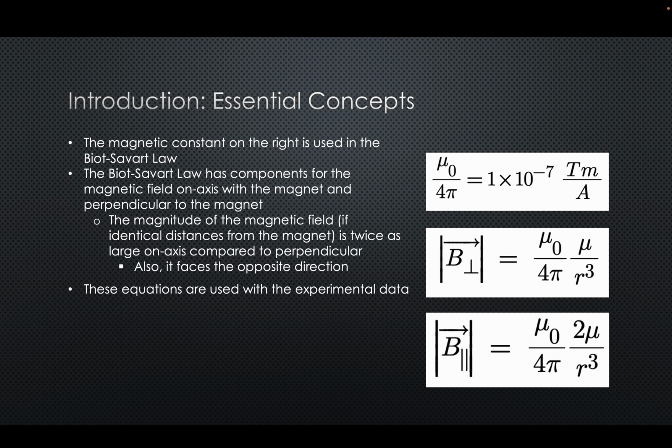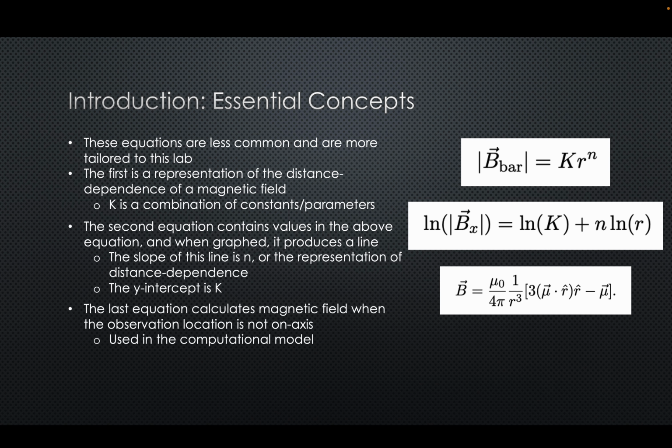So, some essential concepts. One main one is the Biot-Savart law, both perpendicular to the axis and parallel or on axis. As you can see, when perpendicular to the axis of the magnet, it's half as strong as parallel or in line with the axis if the distance is the same. And these equations were used with experimental data, but for the computational data, these equations were used to determine things such as n, the distance dependence of the strength of the magnetic field, and then the more advanced version of the Biot-Savart law, which works better for larger distances.